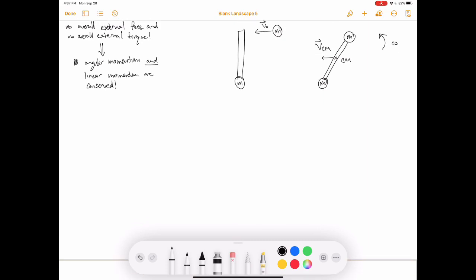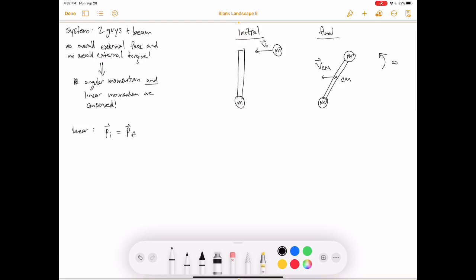So we have two equations to work with. One is for linear momentum. This says P initial is equal to P final. Now let's use the picture that we drew to guide us with this equation.